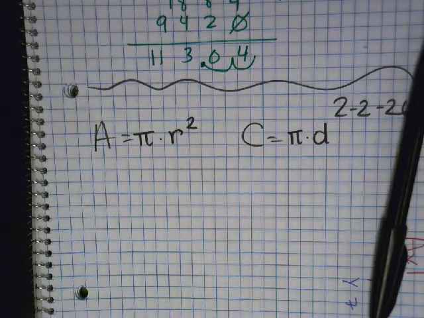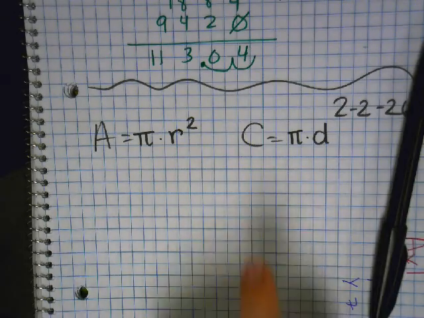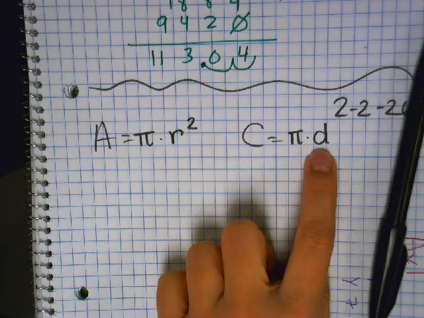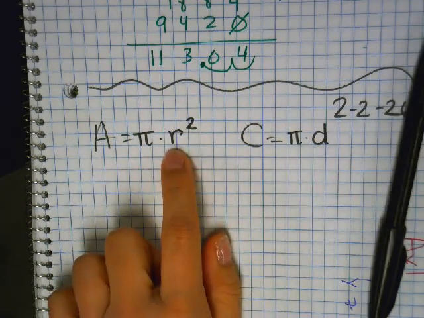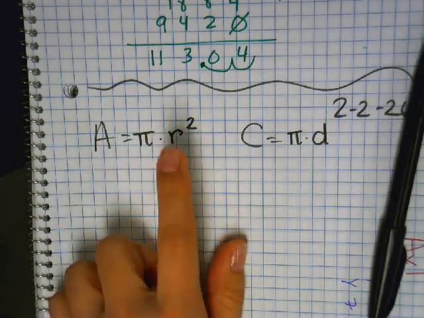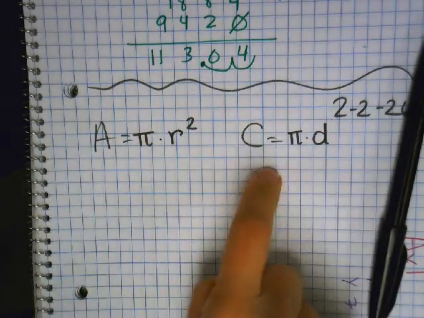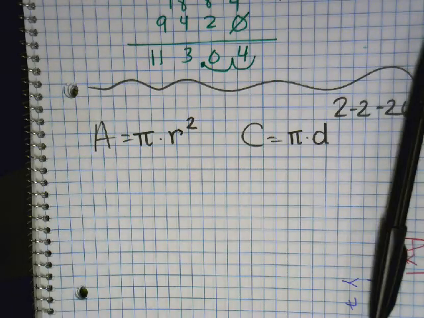Chocolate pie, delicious. So D for delicious, D for diameter. R, radius. Apple pies are squared, so think of a square pie. And circumference, pies are delicious.